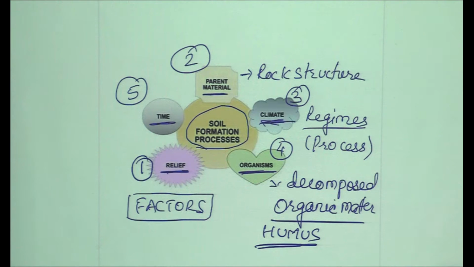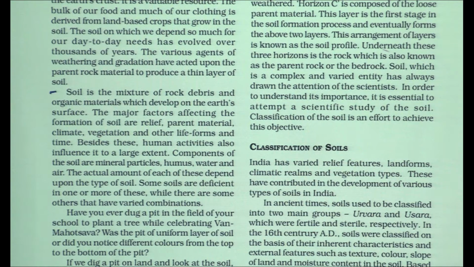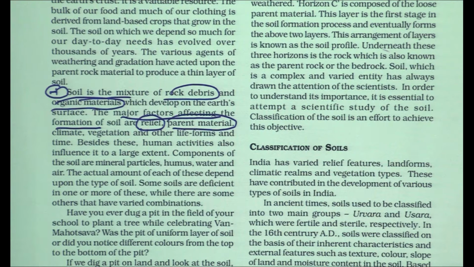Taking you back to NCERT. Reading it again, soil is mixture of rock, debris and organic material, statement 1, and the major factors affecting the formation of soil is relief, parent material, climate, vegetation and time. I hope it is clear. The statement number 2 from NCERT, components of soil are mineral particles, humus, water and air. The actual amount of each of these depends upon the type of soil.